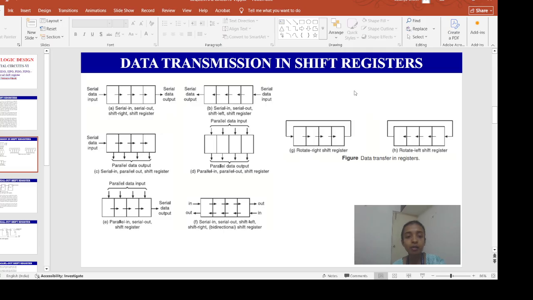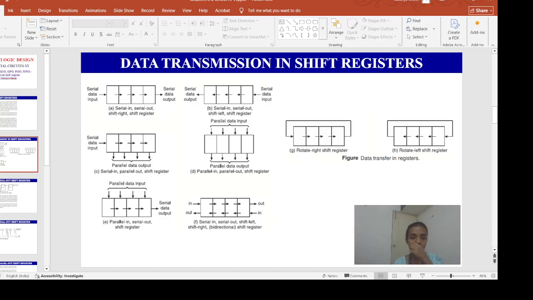The data may be rotated left or right, shifted from left to right or right to left, and it can also be shifted in a bidirectional way. Also, data may be shifted serially or in parallel form. Depending on that, we have different classifications of shift registers. So what is the first type?